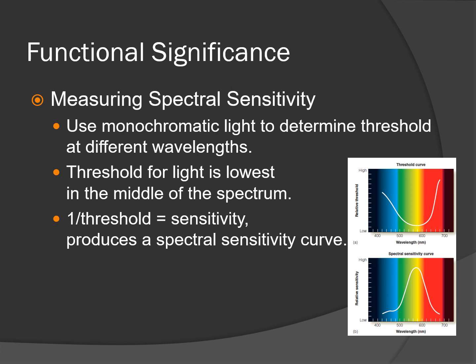Now, for testing spectral sensitivity, they'll take, let's just say 500 nanometers, that single wavelength, and present it to somebody and determine the threshold. And then they do it for 510 nanometers and then for 520. So they separate each of those out and show one wavelength or hue. The measured threshold for light is lowest in the middle of the spectrum if we're using all of our photoreceptors, and you can see this in the top figure. And then sensitivity is going to be 1 over threshold. So we're going to see sensitivity is highest in the middle of that spectrum.